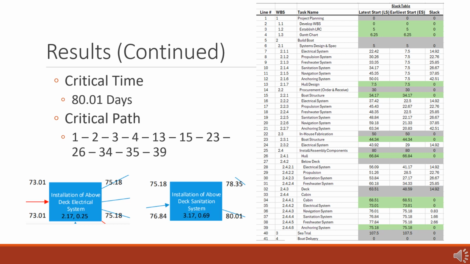Using this method for each activity, it was determined that the critical time for this project was 80.01 days and the critical path is task 1, 2, 3, 4, 13, 15, 23, 26, 34, 35, and 39. These can be seen in the final display of the network on the previous slide.